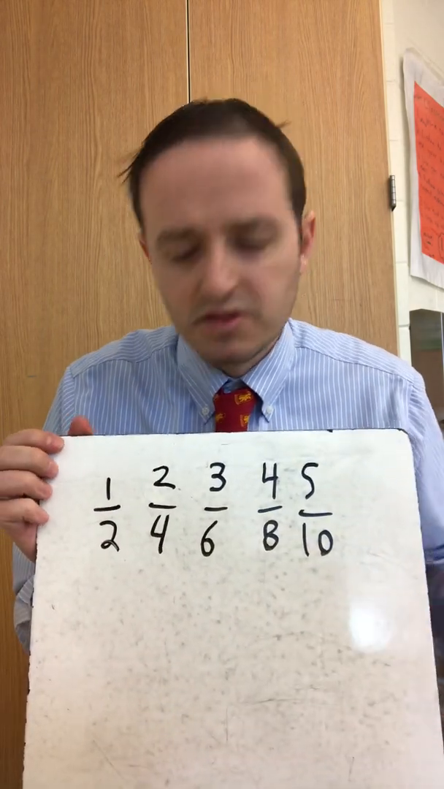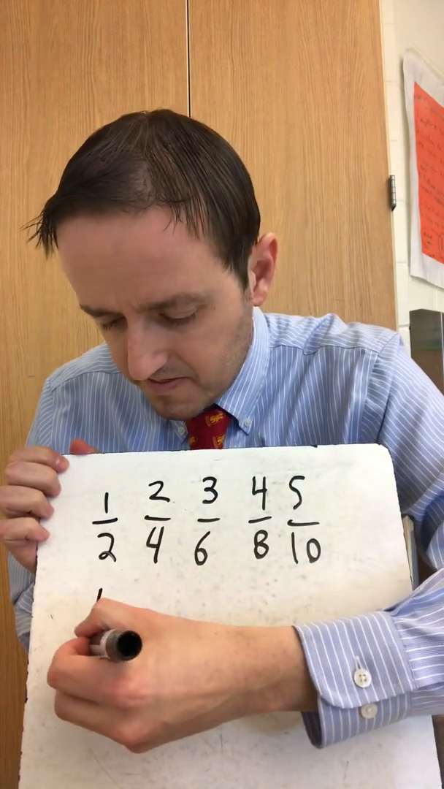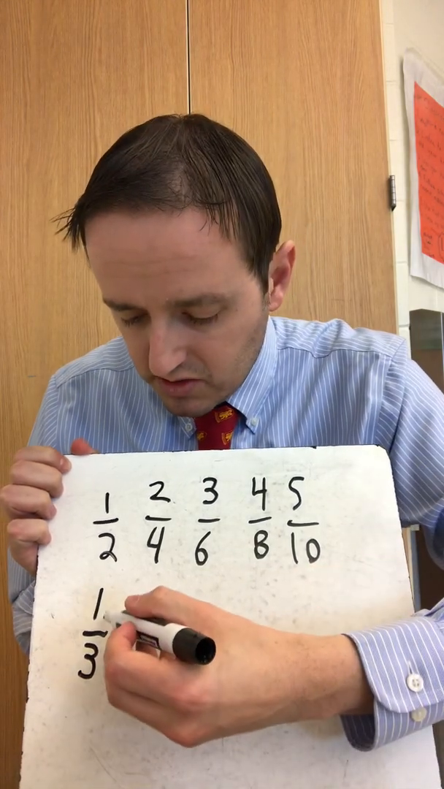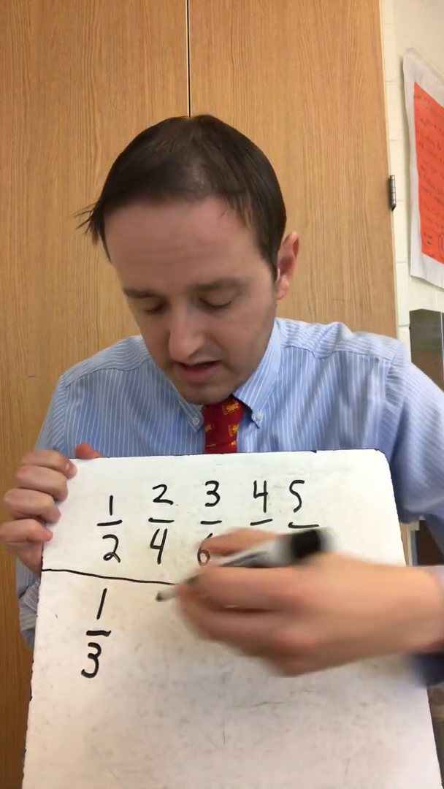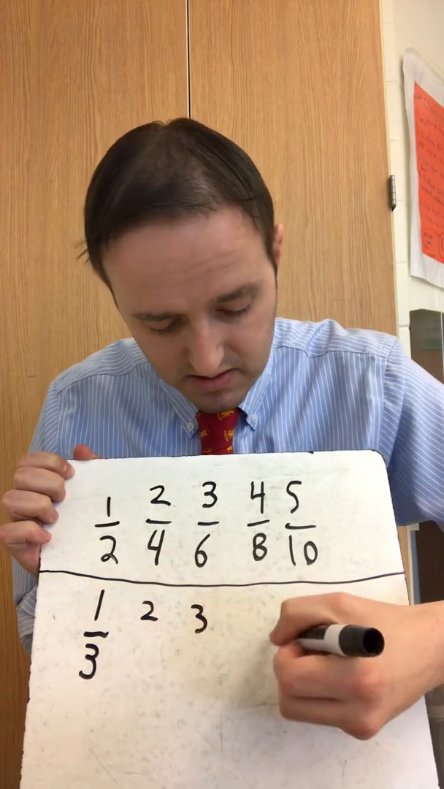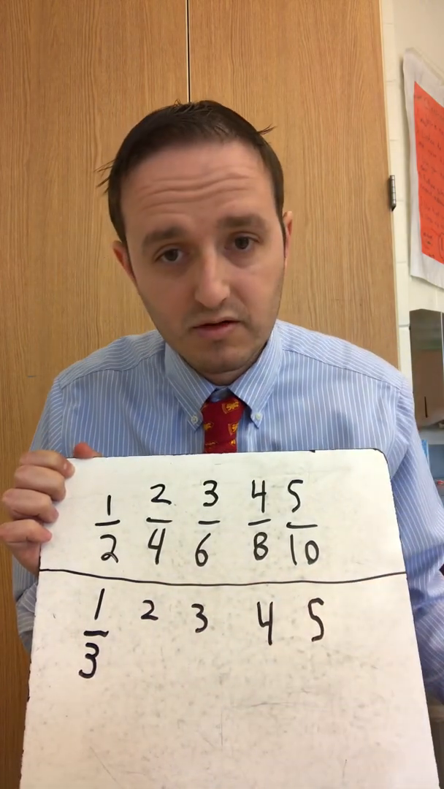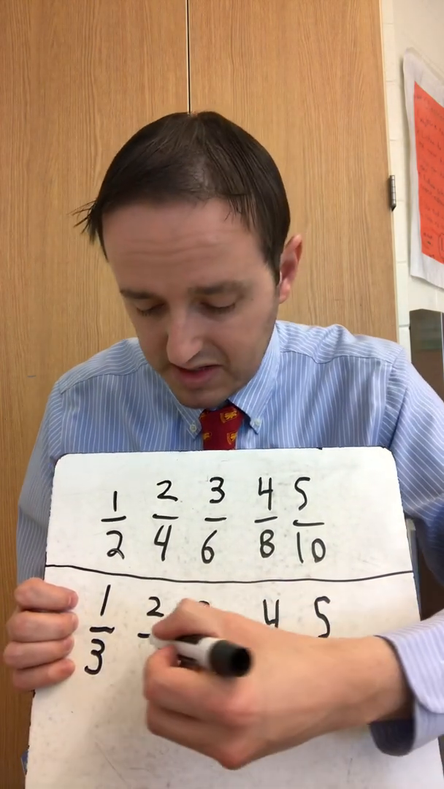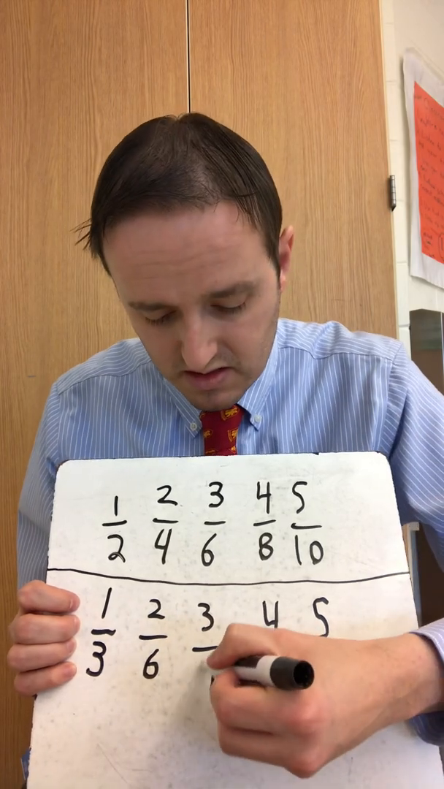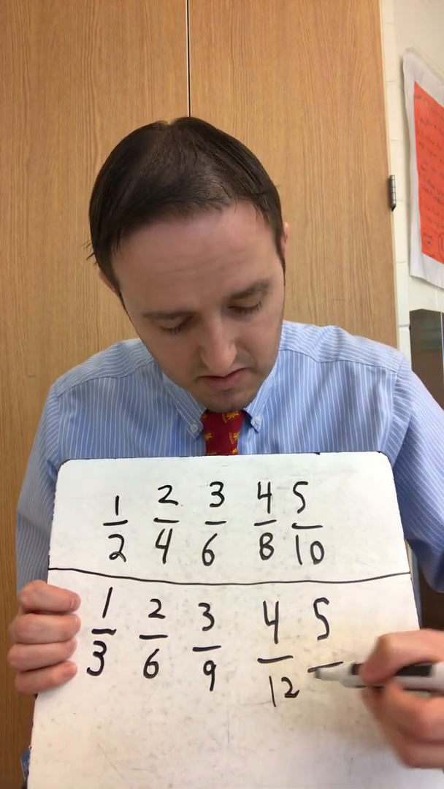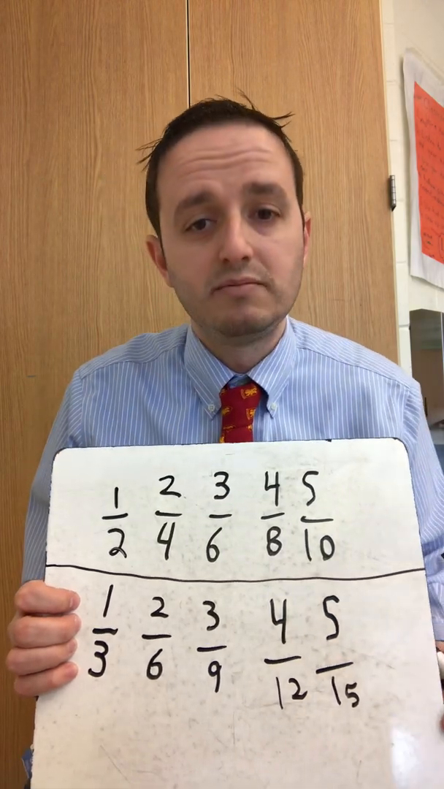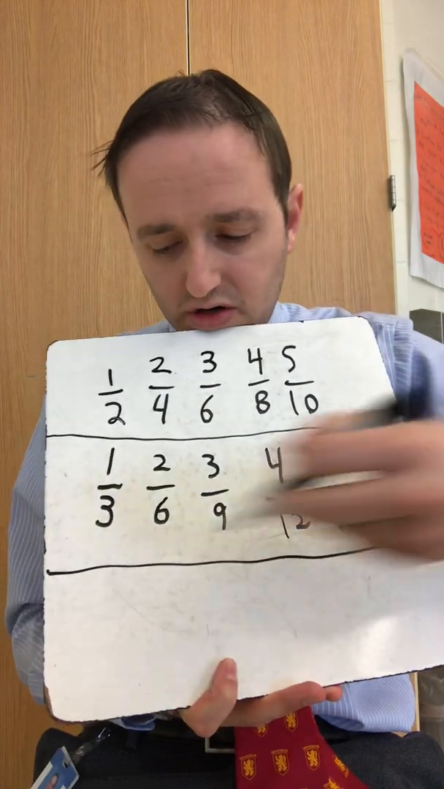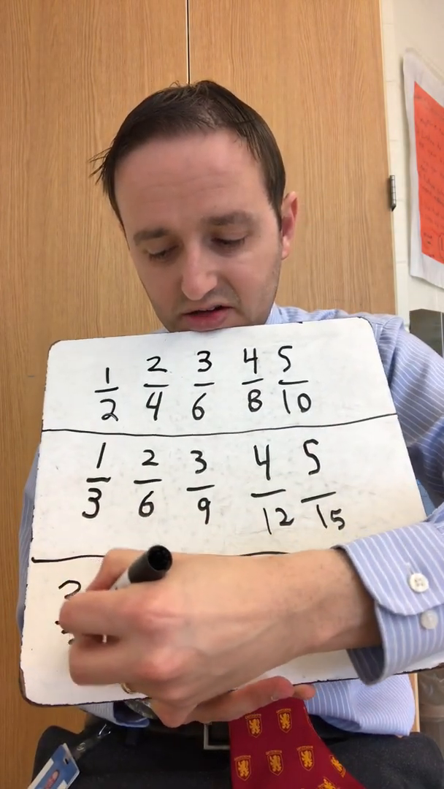But let's say that you have a different fraction like 1/3. Well, it's the exact same principle. For 1/3, you'll be looking at, well, what are the multiples of 1 again? Well, it's 1, 2, 3, 4, 5. Now the multiples of 3 would be you counting by 3s. So 3, 6, 9, 12, 15, and so on.